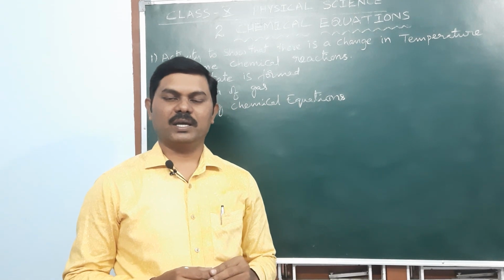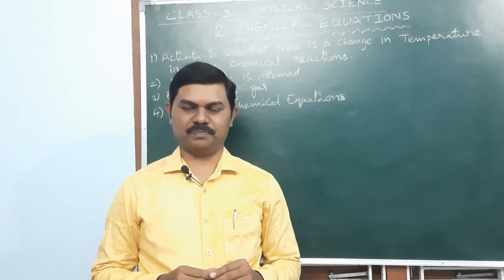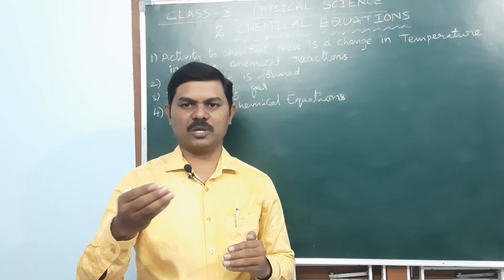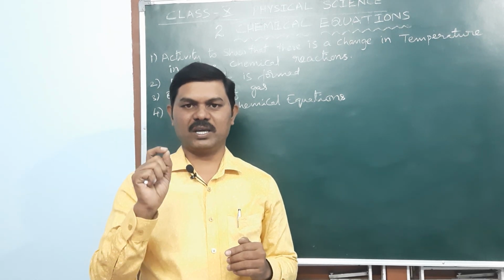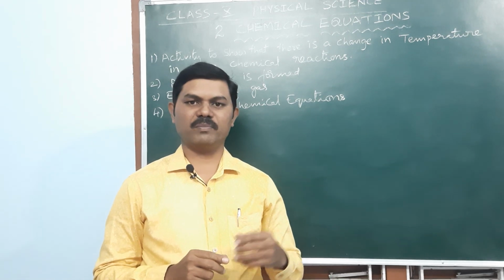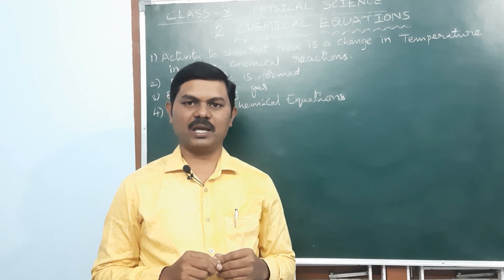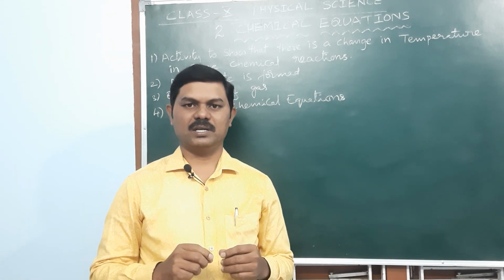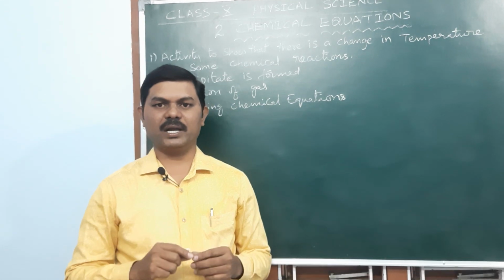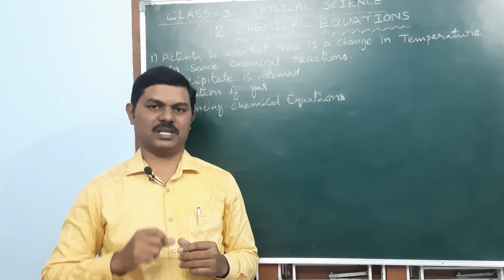Before going to chemical equation, you know in the previous classes what is a chemical reaction. When two substances react together to form a new substance, that is called a chemical reaction. Previously you have already learned there are physical changes and chemical changes. Any change that takes place permanently by the formation of a new substance is a chemical change. Any change that takes place temporarily without formation of a new substance is called a physical change.